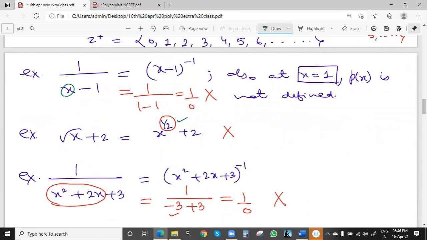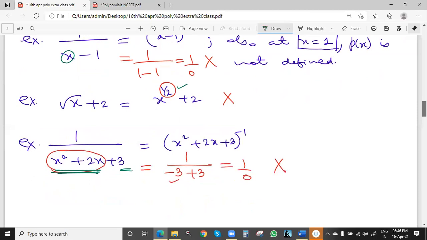Here, for some values of x, this can be equal to minus 3. Minus 3 plus 3 will be equal to 0. 1 by 0 is not defined, so we will not consider this as a polynomial. So the remaining questions we'll see.